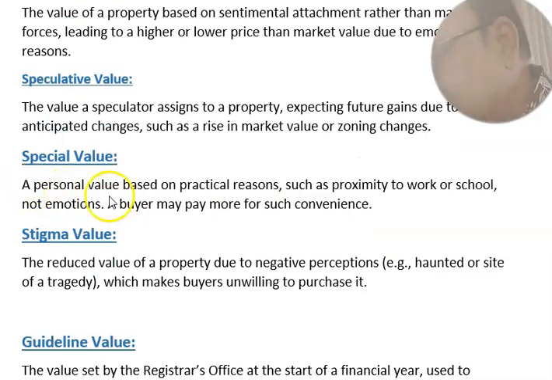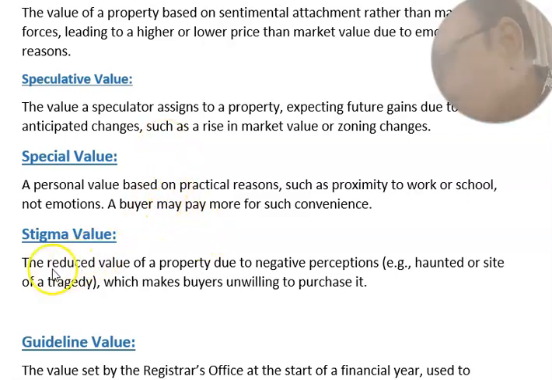Special value is a value based on practical reasons such as proximity to work or school, not emotion. A buyer may pay more for such convenience. A buyer wants convenience, a school near the property or his office near the property, so he will be ready to pay a special value. That is called special value.